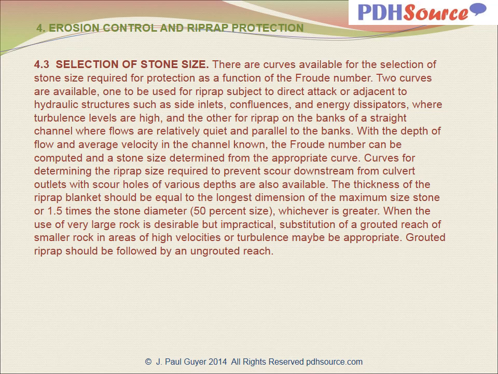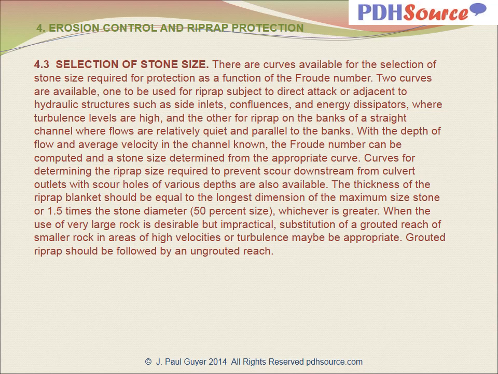With regard to selection of stone size, there are curves available for the selection of stone size required for protection as a function of the Froude number. Two curves are available, one to be used for riprap subject to direct attack or adjacent to hydraulic structures such as side inlets, confluences, and energy dissipators where turbulence levels are high, and the other for riprap on the banks of a straight channel where flows are relatively quiet and parallel to the banks. With the depth of flow and average velocity in the channel known, the Froude number can be computed and a stone size determined from the appropriate curve.